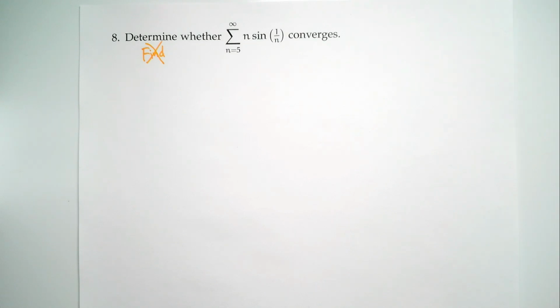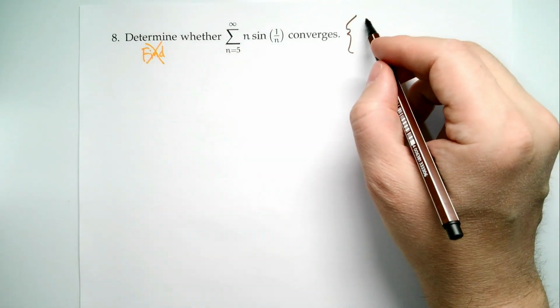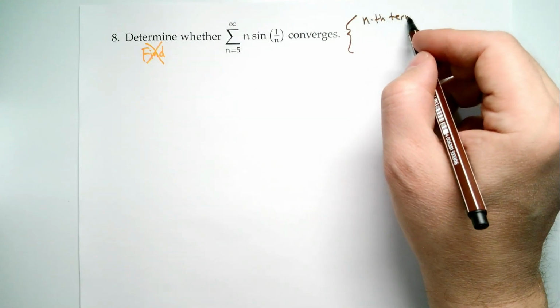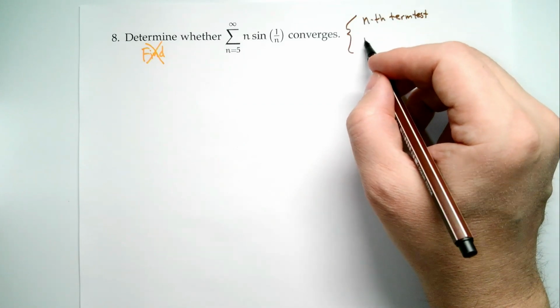Now, for these types of questions, there's a handful of tests. And we're going to get more and more tests as we go on. But at this point, we have 2 tests. One of them is the nth term test, which is also called the basic divergence test. And the other one is the integral test.